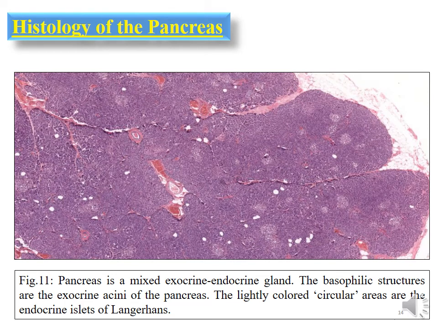Finally, the histology of the pancreas. The pancreas is a mixed exocrine endocrine gland. The exocrine portion of the pancreas is formed of serous acini, and these take up stain, and all the basophilic structures are the exocrine portion of the pancreas. The lightly colored circular structures seen scattered among the exocrine portion are the islets of Langerhans, or the pancreatic islets, and these are the endocrine portion of the pancreas.